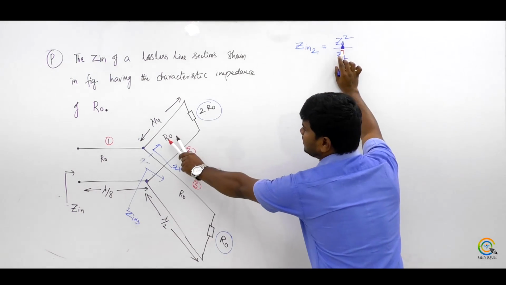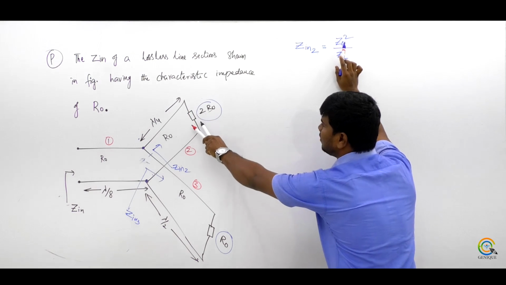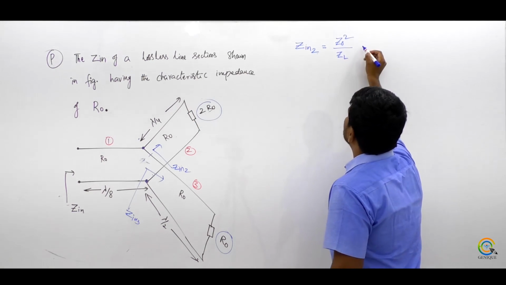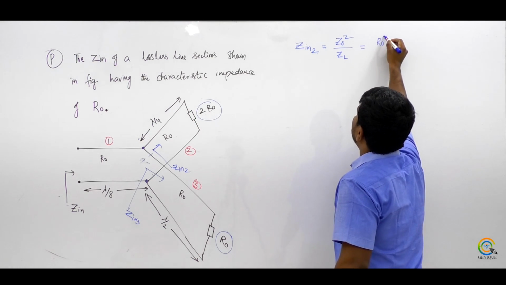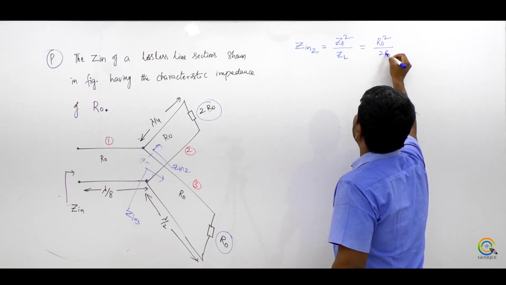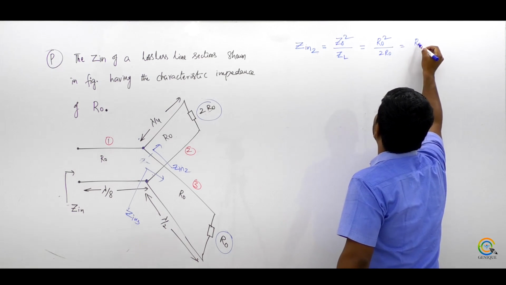This is Z0 square. What is ZL? This is the ZL for the second line. So this will be R0 square divided by RL, which is 2R0. So this will be R0 divided by 2.